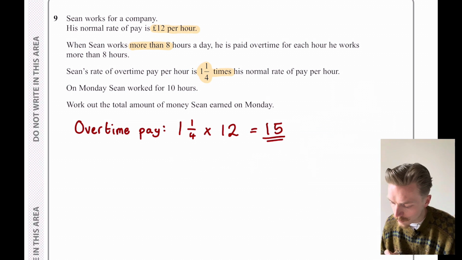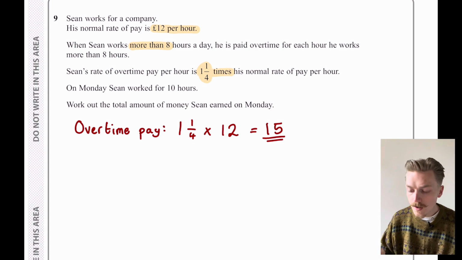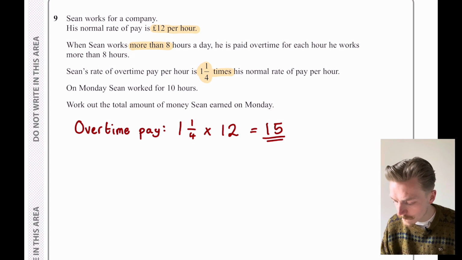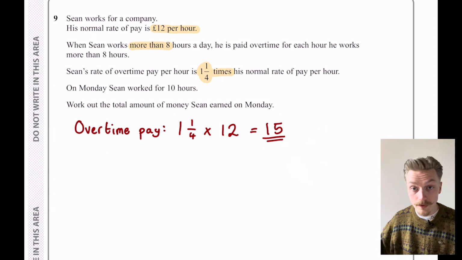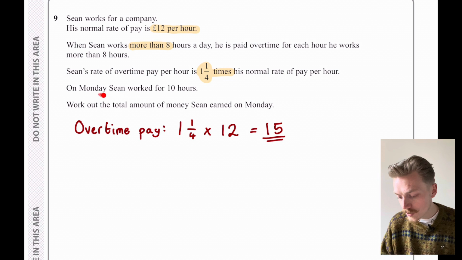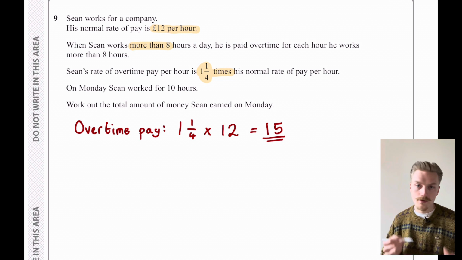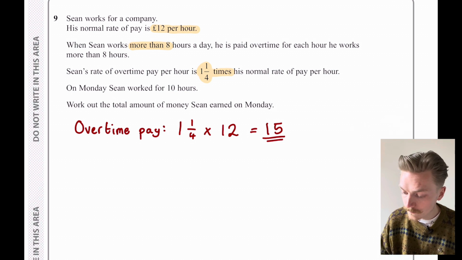Right, so that is my overtime pay. So that's how much I get paid for overtime, or Sean does. So let's have a look at this next bit of information. See, I've worked out something already. It's £15 per hour when they're doing overtime. On Monday, Sean worked for 10 hours. Okay, I'm already seeing where it's going.